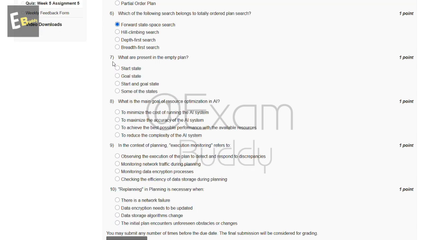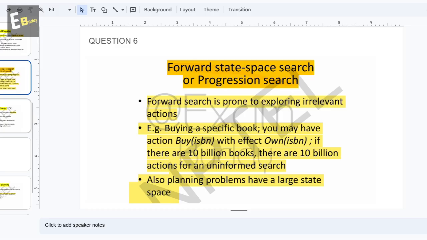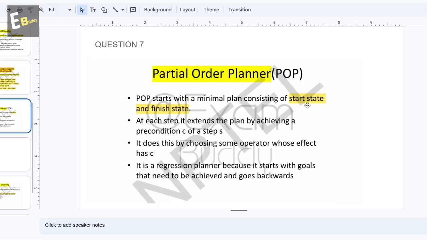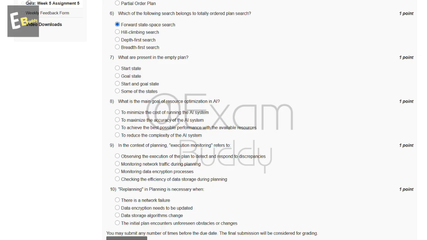Now the seventh question is, what are present in the empty plan? So these are the options: start state, goal state, start and goal state, sum of the state. So let's check the answer of our seventh question. Question seven, partial order planner, start state and finish state. So the answer of our seventh question is C, start and goal state.